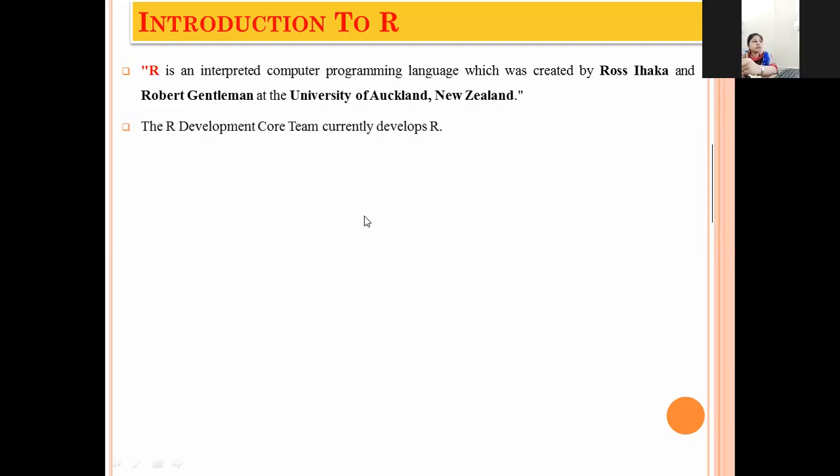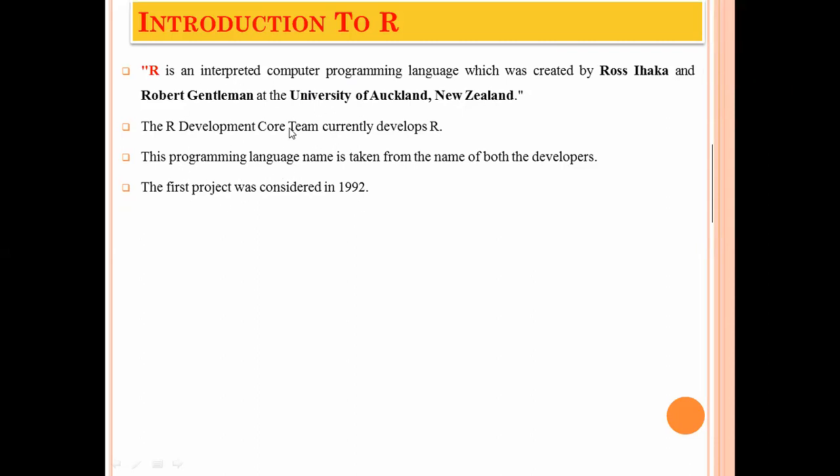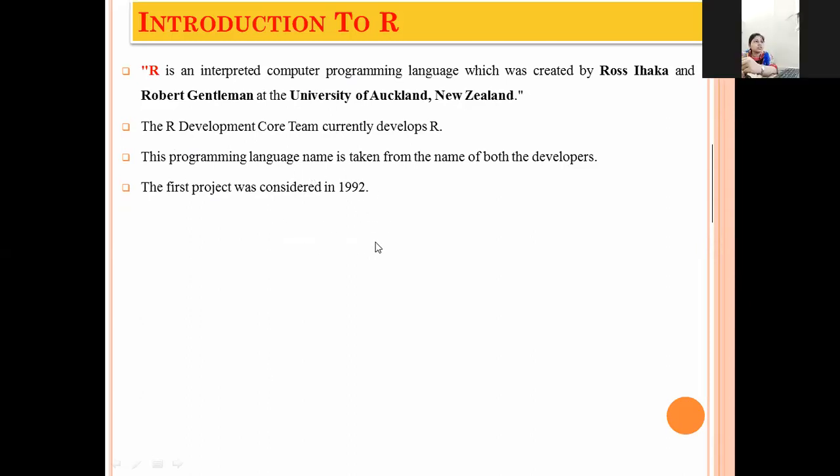This was developed by the core team of R development, and the project of designing this programming language was started in the year 1992. The first version of the R software was released in the year 1995, and the beta version, the second version, was released in the year 2000.